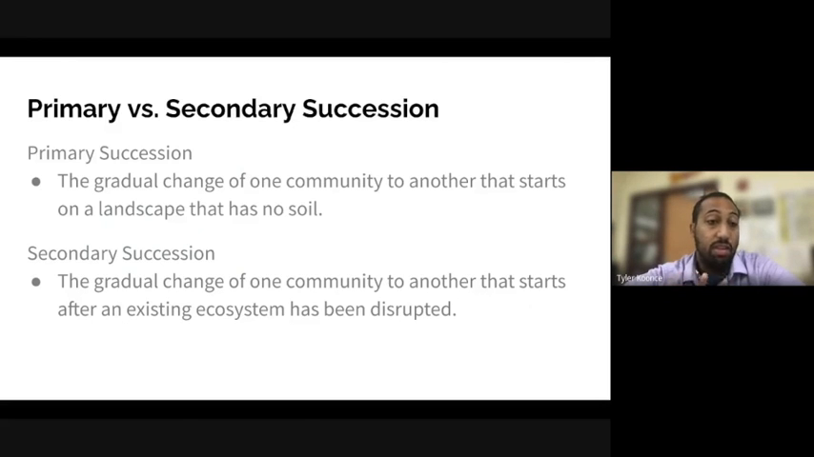It's the first thing. Secondary succession is going to be some kind of gradual change to the community, usually after that ecosystem has been disrupted. And we'll talk about what some of these disruptions could be. But one example is what's going on out west with the forest fires. Technically, that ecosystem, that community will undergo a secondary succession.